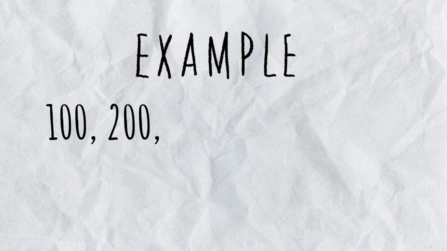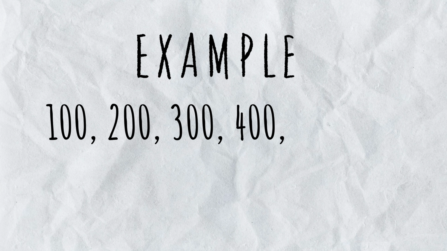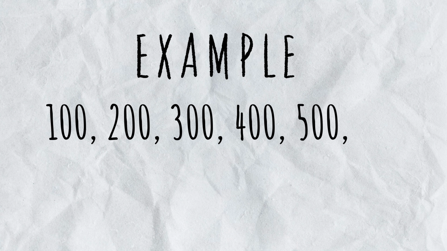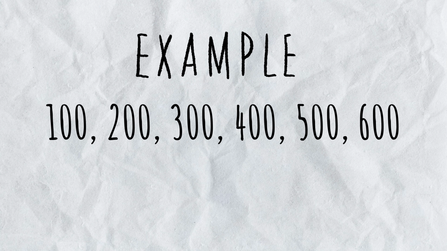fully educated on this topic, because there's one more thing we need to do, and that's what happens when we don't have an equal amount of numbers on either side. How do we find the median then? So you know the drill. Let's do another example, let's do another quiz, and let's smash this one out of the way. So for our final example, we are going to use the following numbers: 100, 200, 300, 400, 500, and 600.